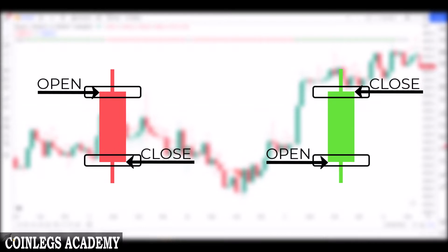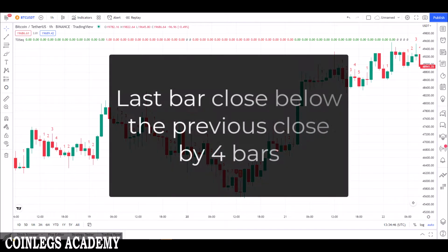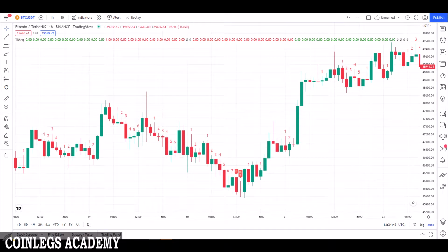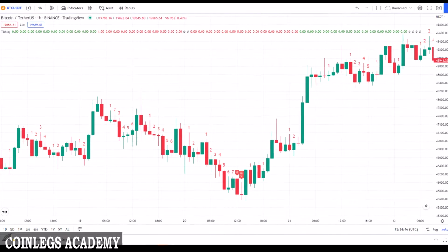The basic need to start counting from number 1 is that the last bar's close is 4 bars below the previous close. If even one of them does not comply with this condition, the count is cut off. Let's take a closer look at the example.